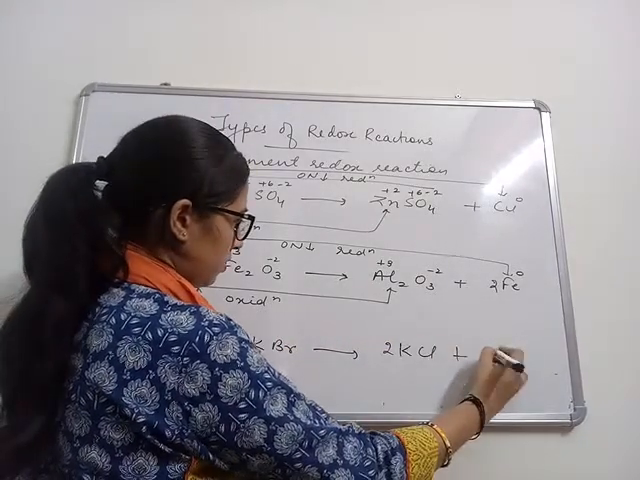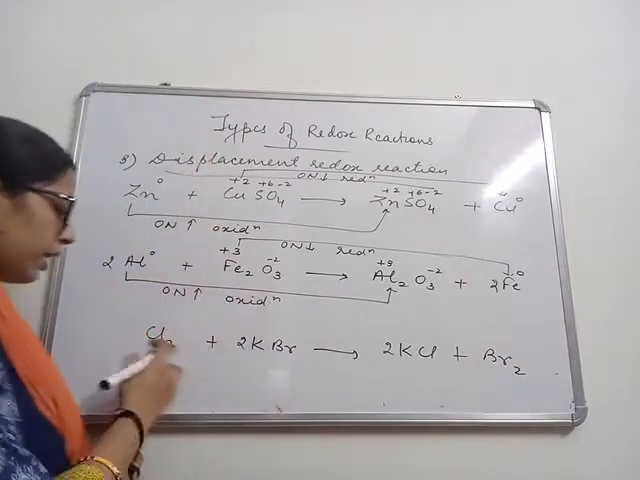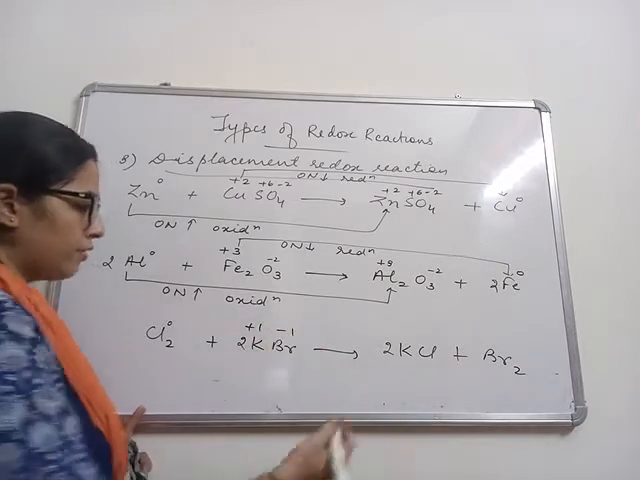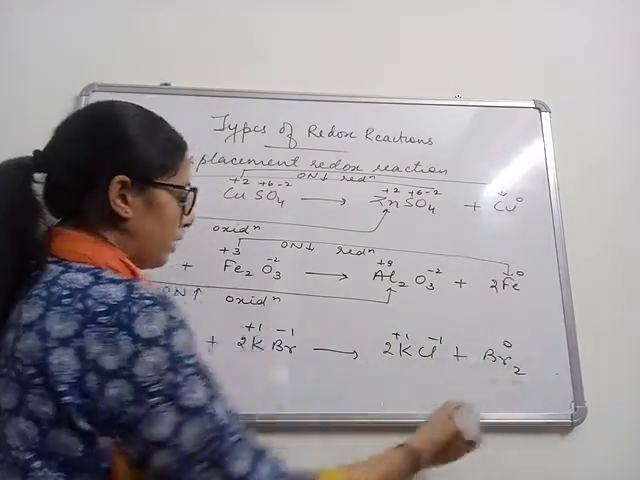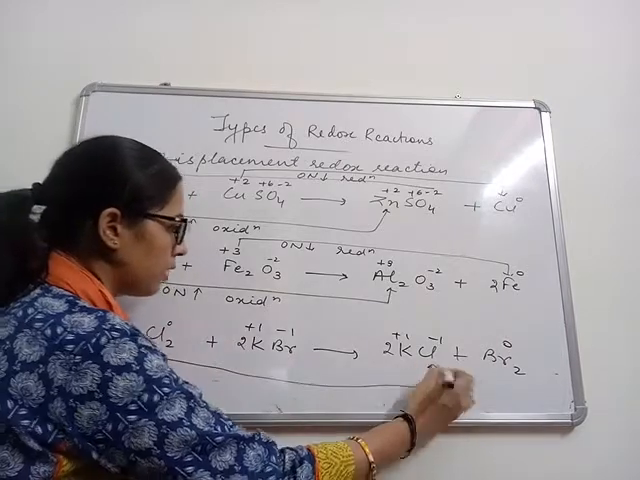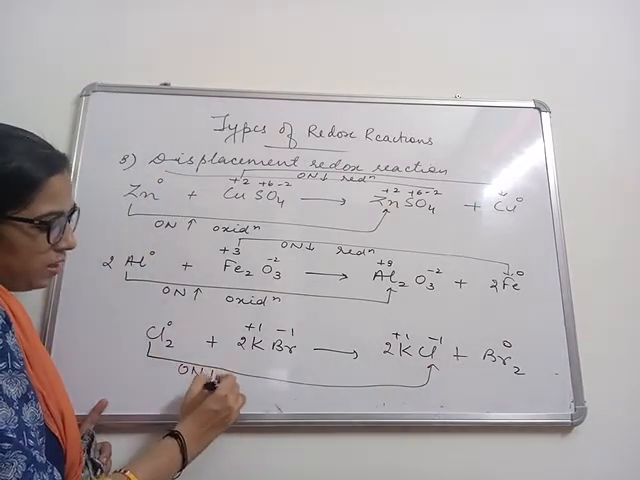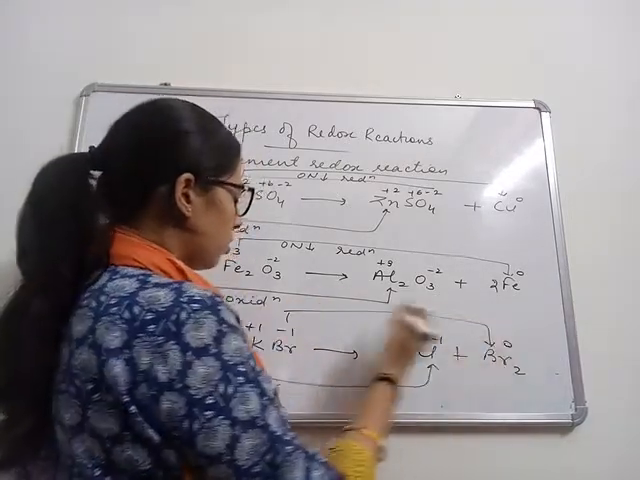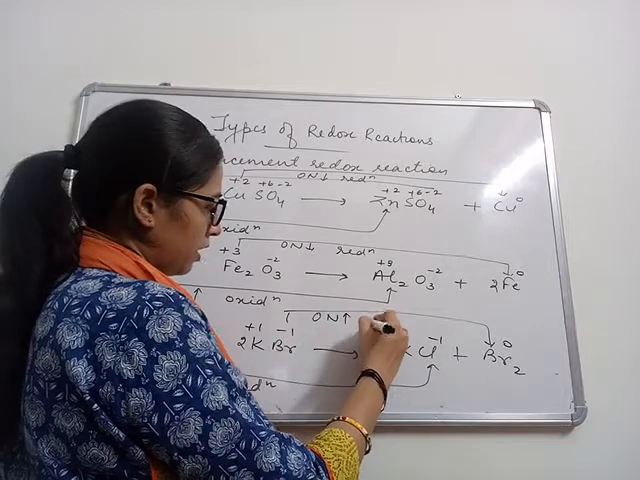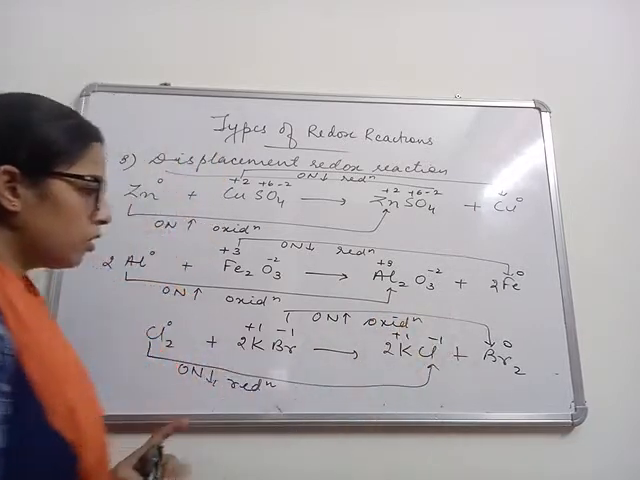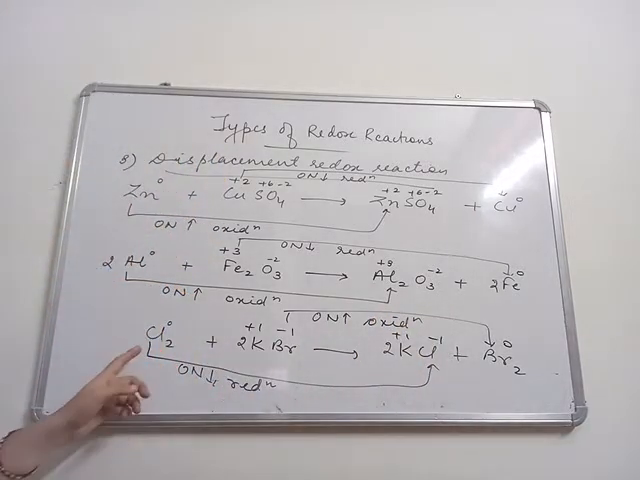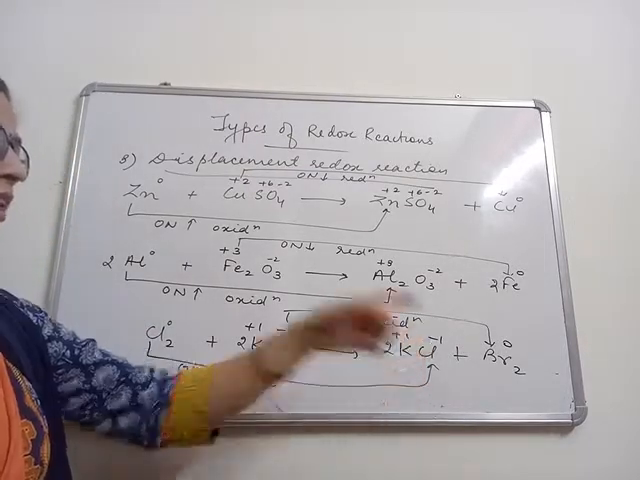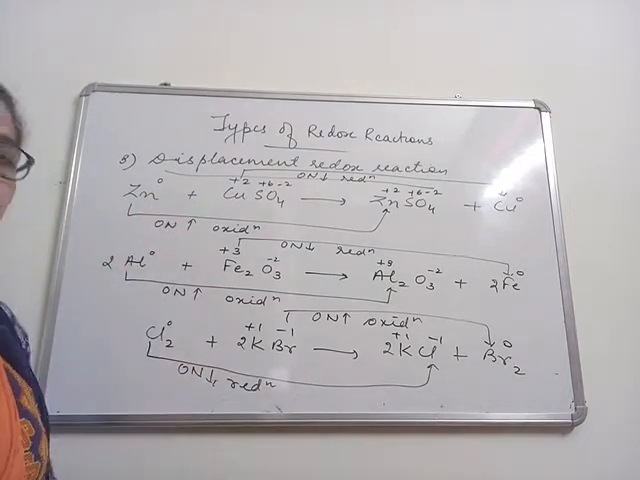Next is chlorine and bromine, non-metal displacement. Chlorine is 0, with potassium bromide we get potassium chloride and bromine. So Cl is in 0, moves to Cl minus. So the oxidation number is reduced, it undergoes reduction. And Br minus moves to 0, the oxidation number increases, it undergoes oxidation. So it's a redox reaction, and Cl2 being more reactive than Br is displacing it and taking its place, so it's called a displacement redox reaction.